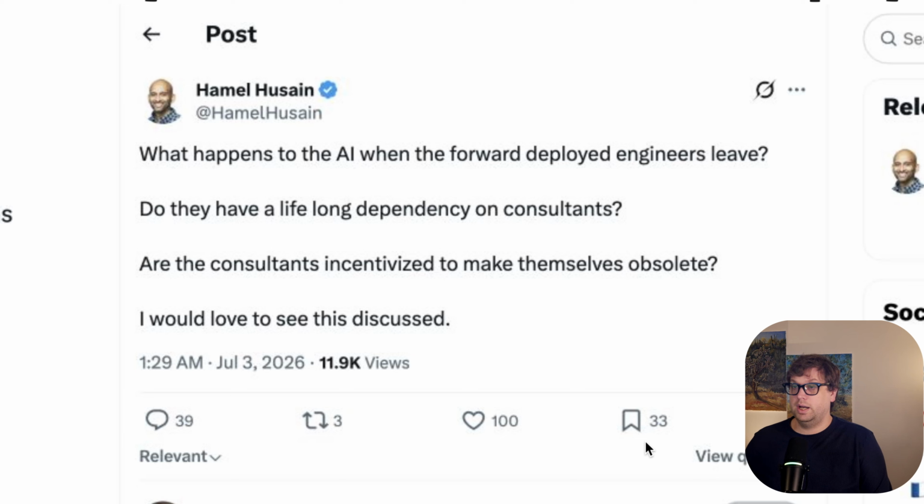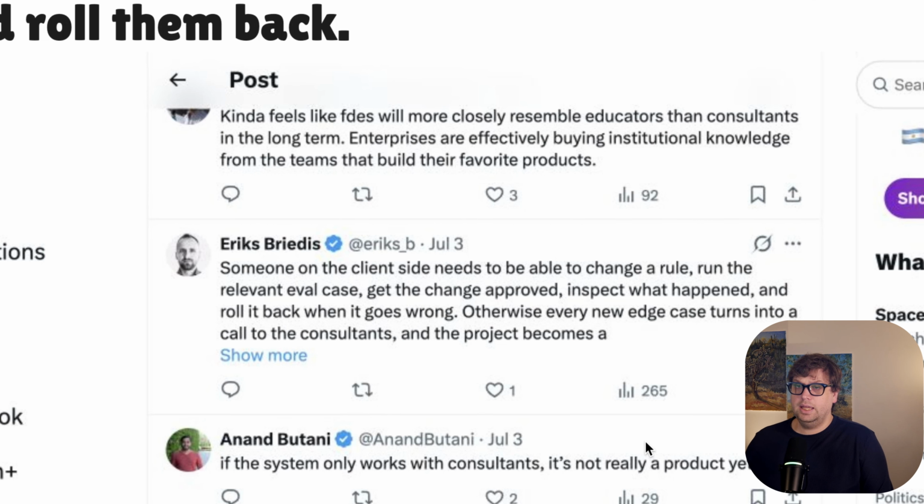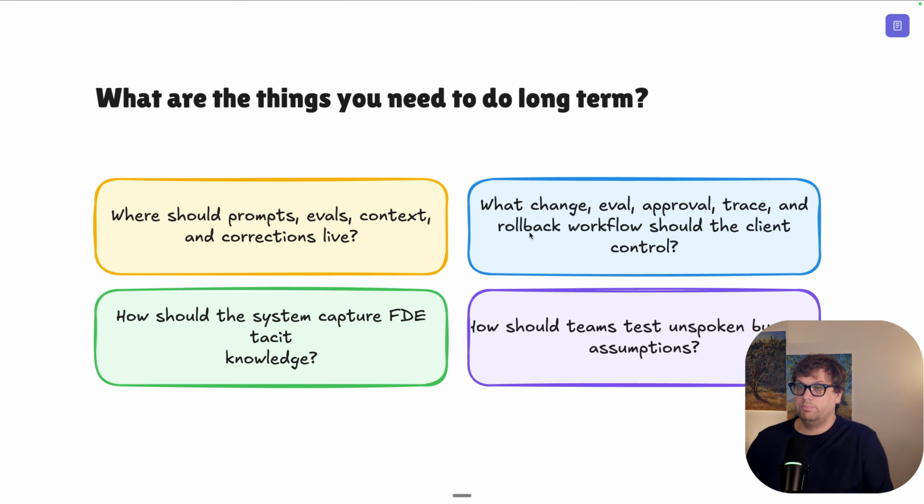Hamill had a post, what happens to AI when forward deployed engineers leave? And so this is really about consulting. And in there, people talked about, hey, the client needs to be able to change a rule, run evals, inspect traces, approve changes, and roll them back. And while I'm probably not going to talk a lot about consulting, this idea of let's separate the forward deployed engineer who's building it from the client who's maintaining it long term got people to highlight some of their thoughts on what those are. And so where should prompts, evals, context, and corrections live?